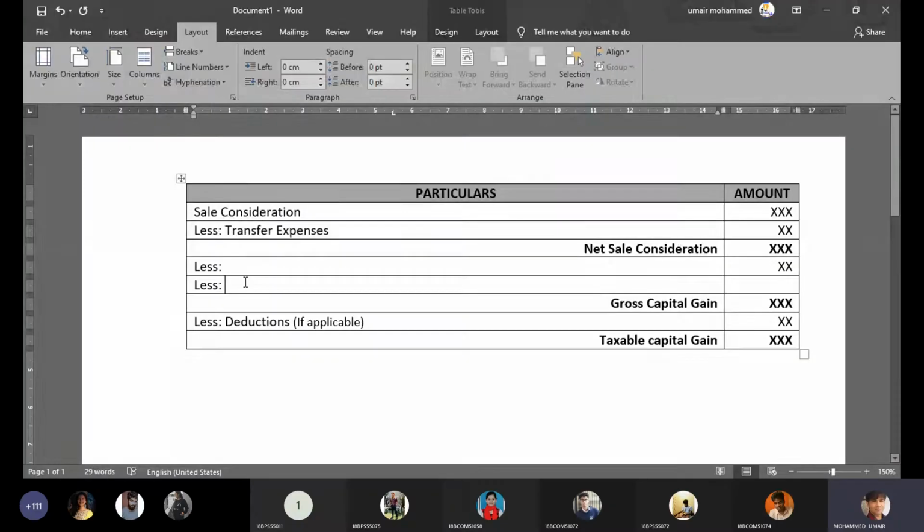Consideration, which is the amount realized from the transfer of a capital asset. Followed by this, you deduct the transfer expense. In simple words, it is the expenses incurred in selling the capital asset. So the outcome of these first two steps is called net sale consideration. From this, you have to deduct the cost of acquisition. Sometimes we take index cost of acquisition or we take written down value, depending on the type of capital asset.